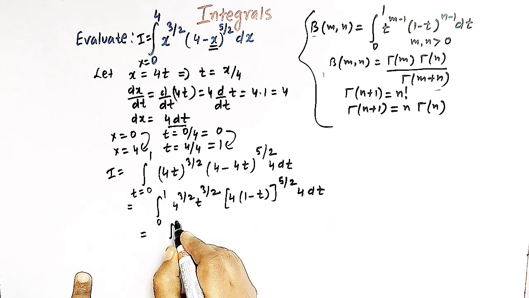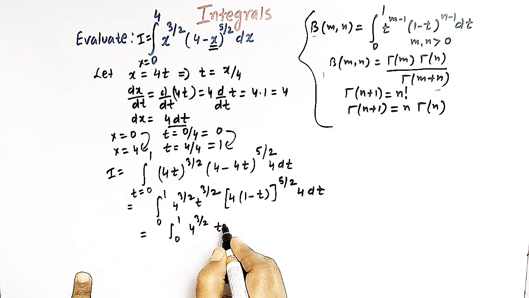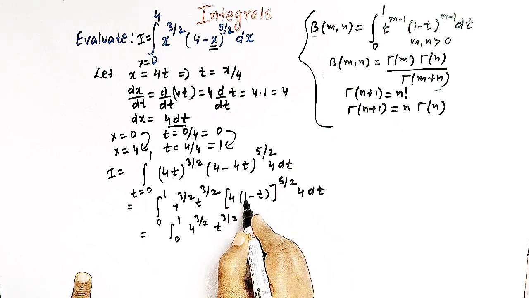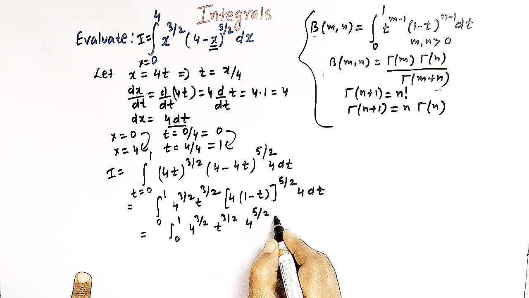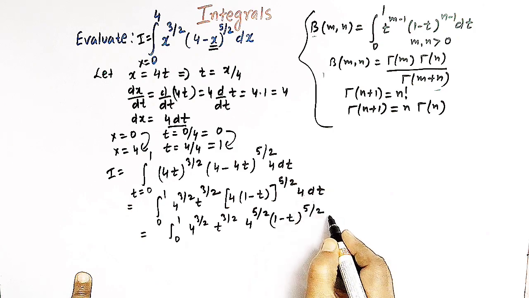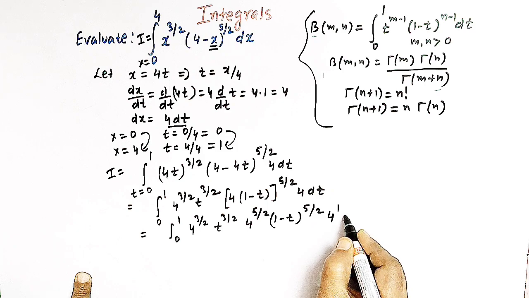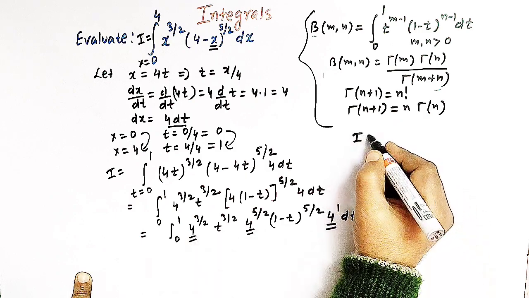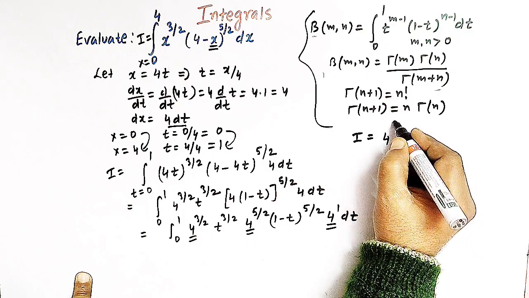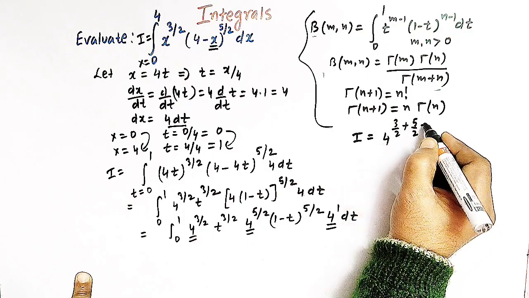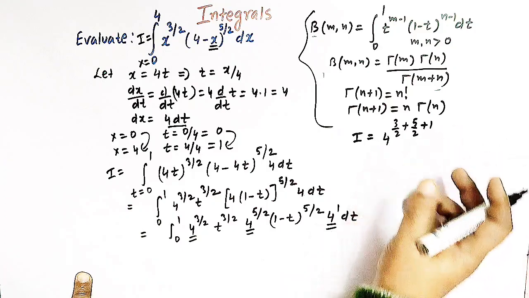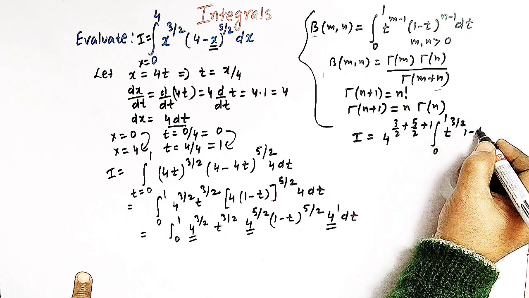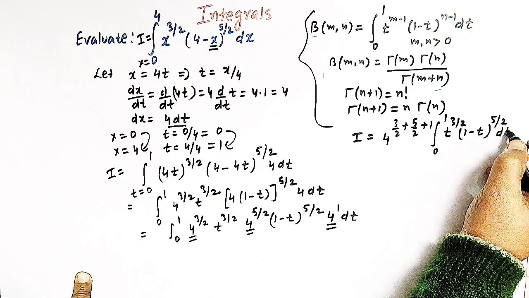So now we can write the integral from 0 to 1 of 4 raised to 3 by 2, t raised to 3 by 2, and then this exponent can be distributed over 4 and 1 minus t. So we have 4 raised to 5 by 2, 1 minus t raised to 5 over 2, and here we have 4, which can be written as 4 raised to 1, and dt. Now let us first collect these 4's. So we have I is equal to 4 raised to 3 by 2 plus 5 by 2 plus 1, taking this term outside the integral, and then the integral from 0 to 1 of t raised to 3 by 2, 1 minus t raised to 5 over 2, dt.